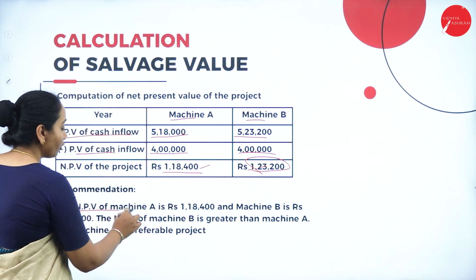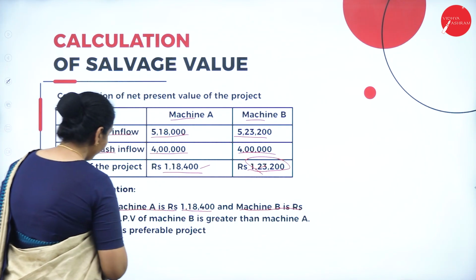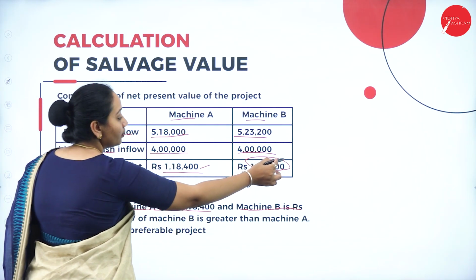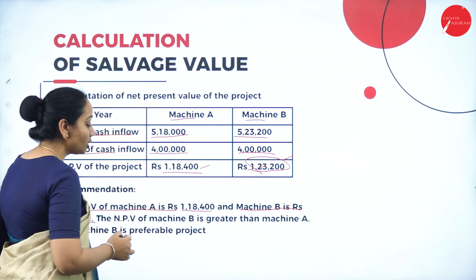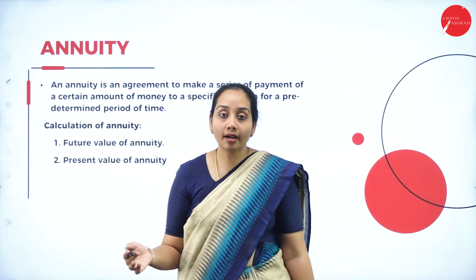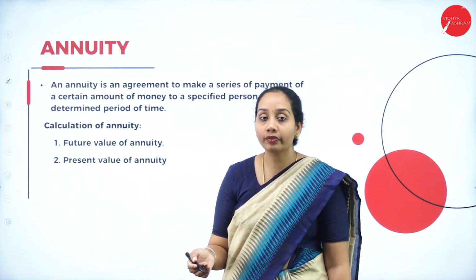So here the NPV of machine A is rupees 1,18,400 and machine B is rupees 1,23,200. So the net present value of machine B is greater than machine A. So machine B is the preferable project. This is how you calculate the salvage value. So next topic is about calculation of the annuity.